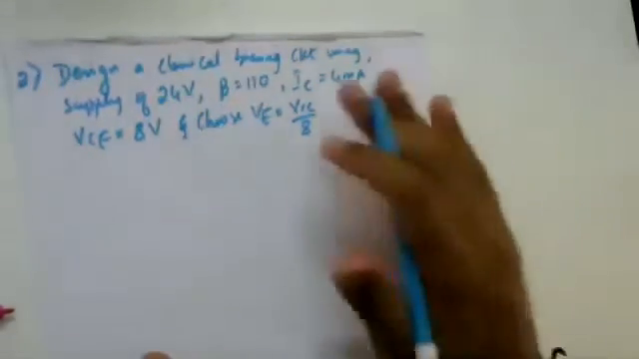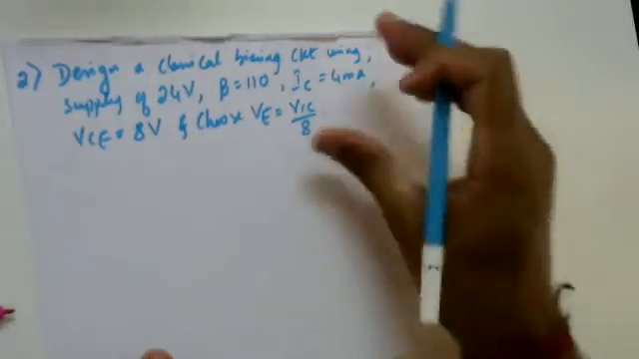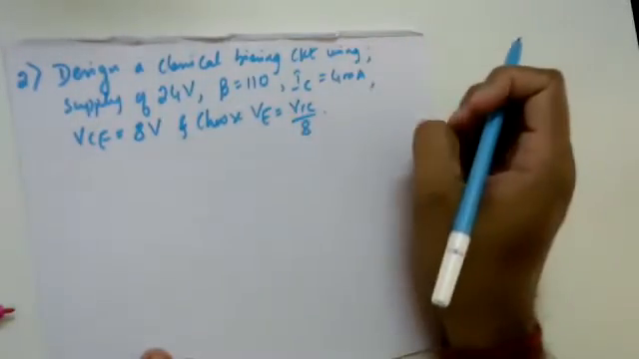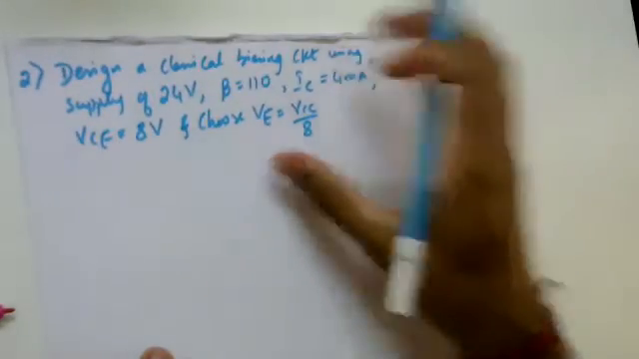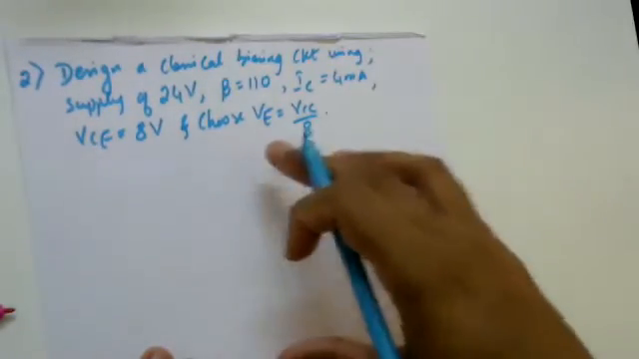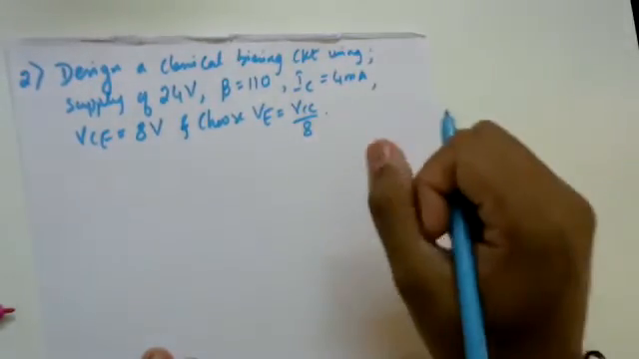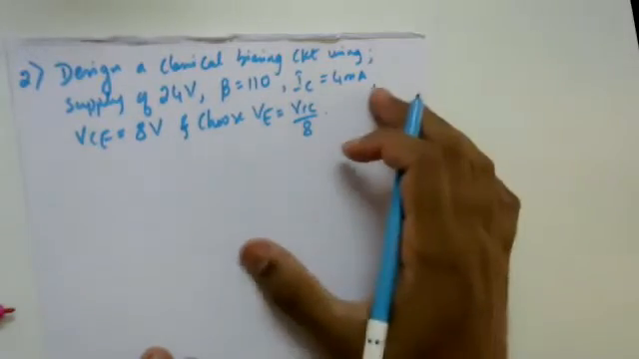Now first I'll make you understand this numerical. What is the problem statement of this numerical? What he is asking us is that I should design one classical biasing circuit, wherein I know the blueprint of the circuit.